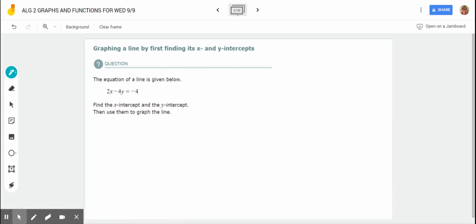Moving on. The title of this is Graphing a Line by First Finding its X and Y Intercepts, which is basically what we just did. It's a good second example. Here's the equation of the line. It says find the X and Y intercept and then use them to graph the line.